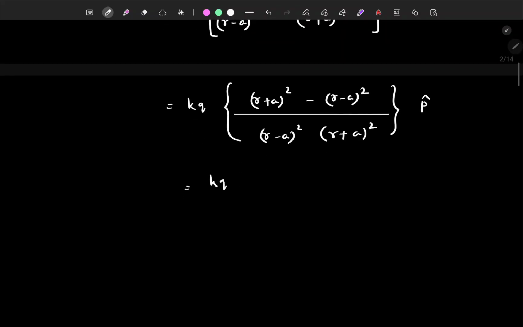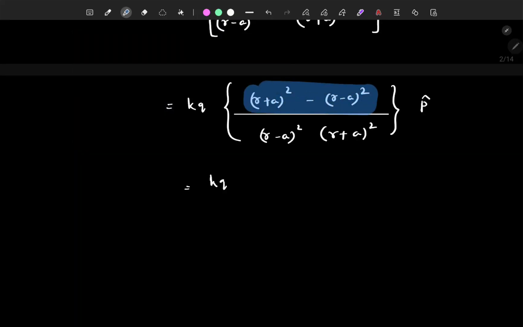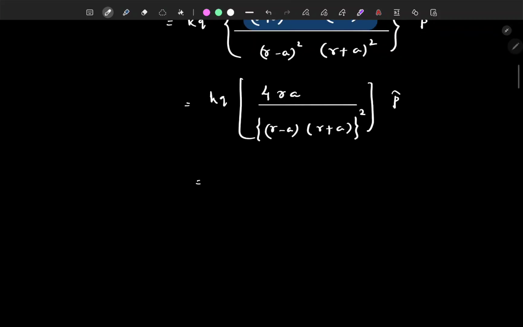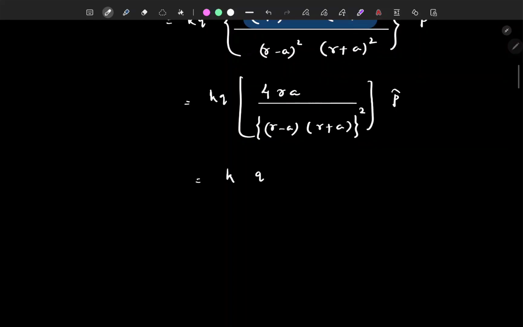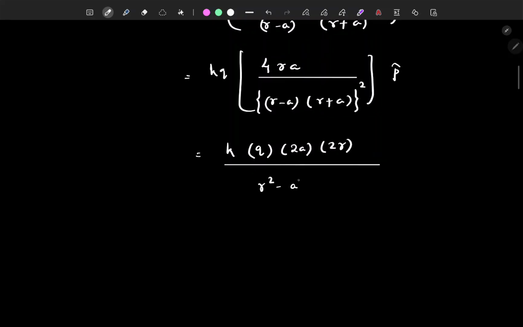So in the numerator part we can observe A plus B whole square minus A minus B whole square, that is 4AB. So this will be 4RA divided by R minus A into R plus A whole square, again p cap. So in the numerator part we can write small k, that is Coulomb's constant, Q into 2A into 2R. 4RA can be written 2A into 2R, divided by R plus A into R minus A, that is R square minus A square whole square, into p cap.